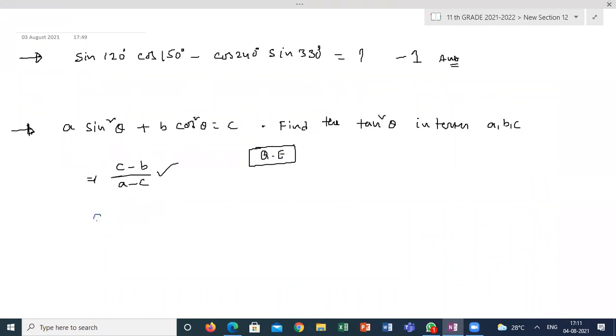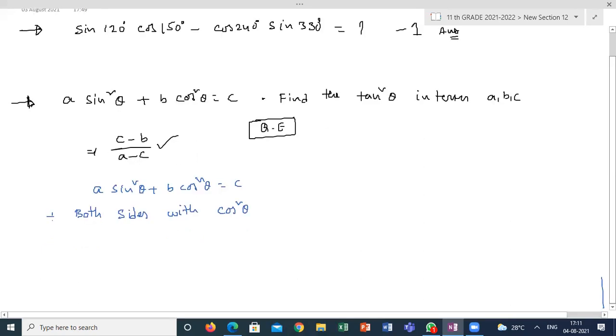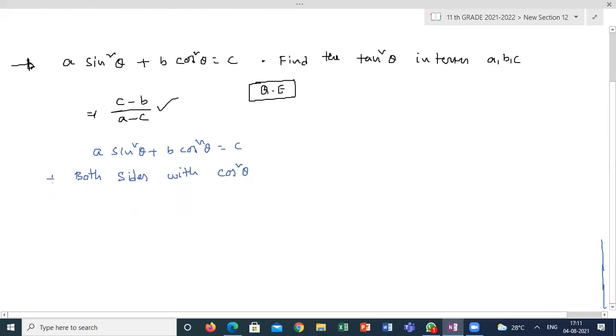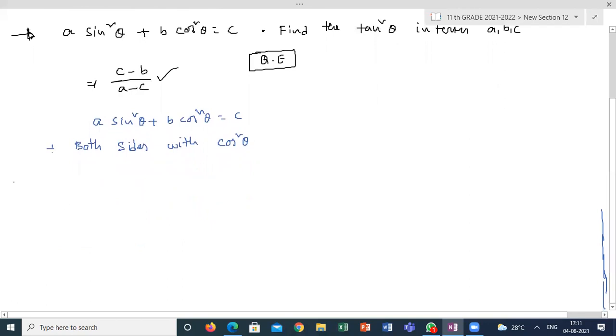So I'm taking the given expression a sin square theta plus b cos square theta is equal to c. Divide both sides with cos square theta. Guys, please give me the expression I will get if I'm dividing both sides with cos square theta. A tan square theta plus b is equal to c secant square theta.